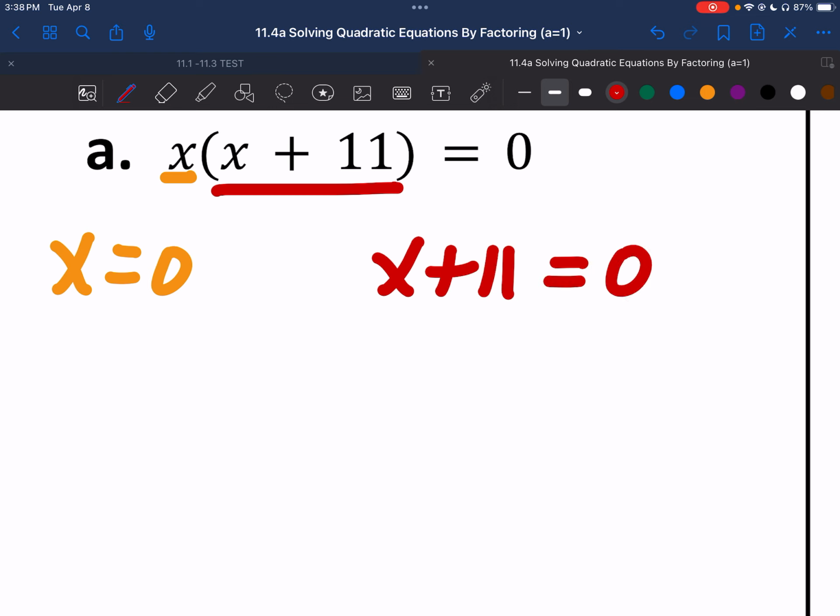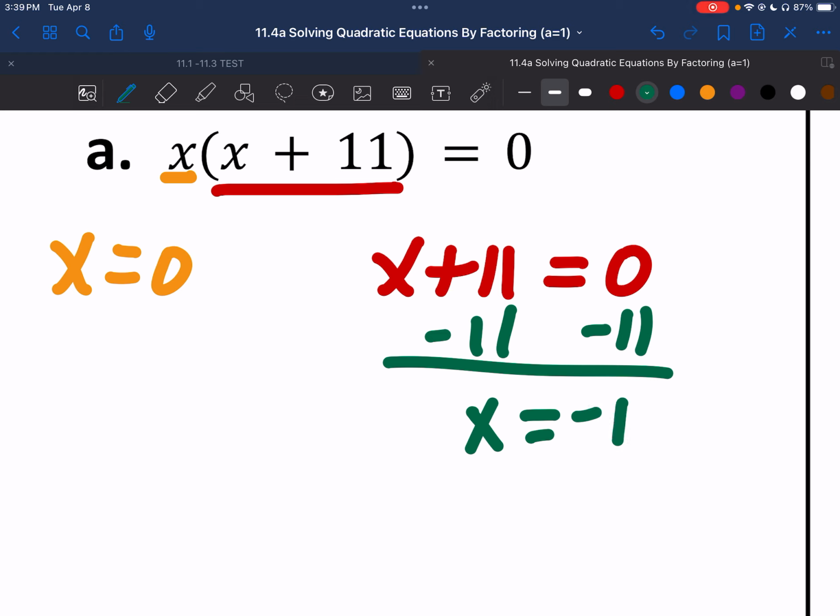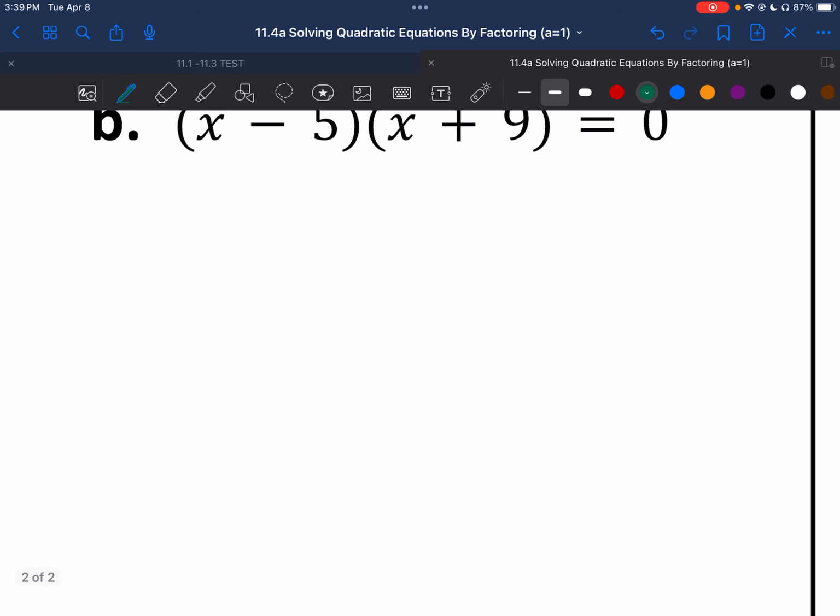Well, the first one, x equals 0, we've already solved for x. We need to subtract 11 from the second one, and x equals negative 11. So your two roots for this equation are x equals 0 and x equals negative 11. Those are your two solutions for letter A. Letter B is also already solved for or factored for us.